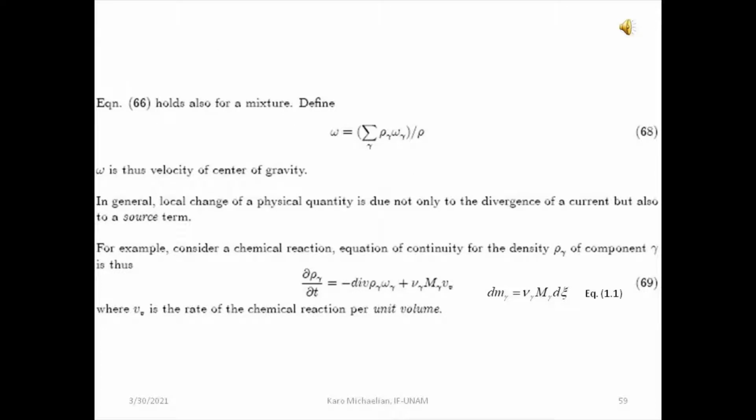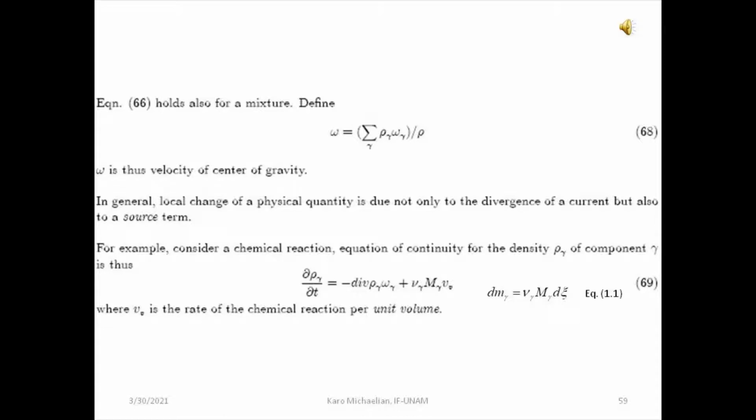Now, equation 66, the continuity equation, also holds for a mixture of different components. In this case, omega then refers to the velocity of the center of gravity, which is just defined as omega equal to the sum over all the components in the system of the mass densities of those components, times the velocity of the flow of those components, over the total density rho.